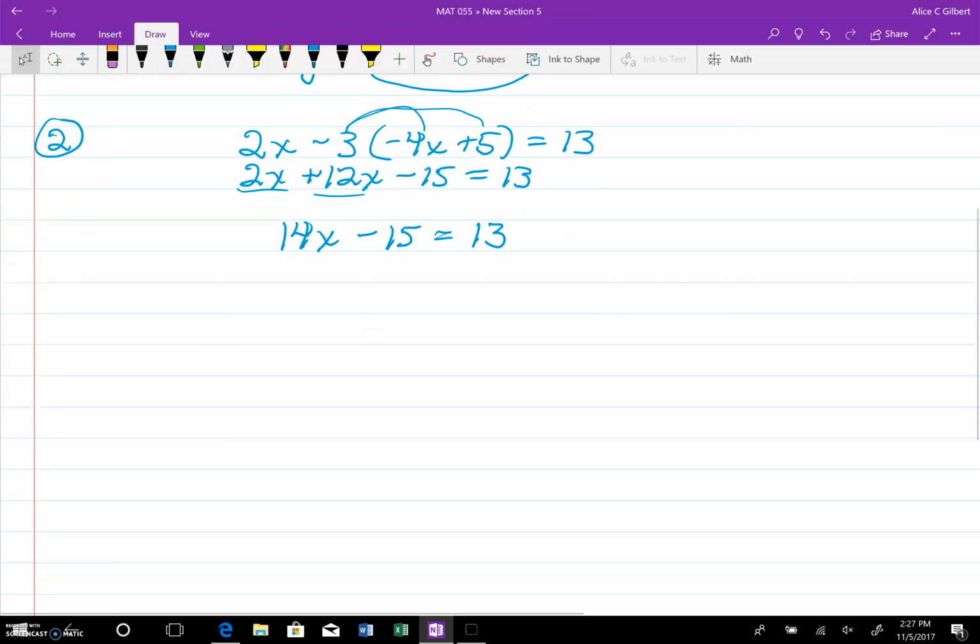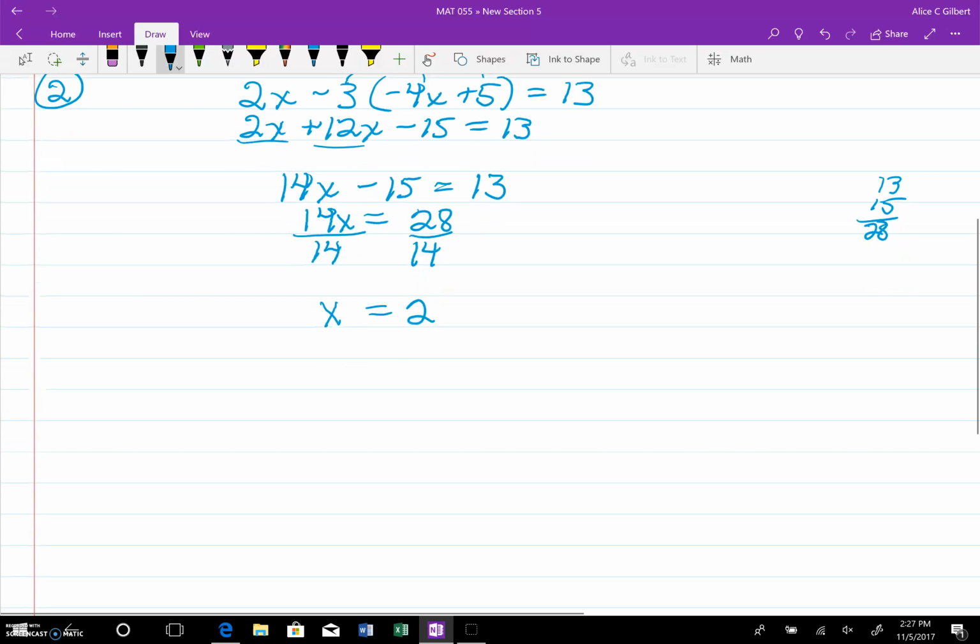Now I need to get the 14x by itself. So I'm going to add the 15 to the other side. And that will give me x equals, let's see, 13 and 15 is 28. And then I'm going to divide both of these by 14 to get the x by itself, 14, and that's 2. So I know my x is 2.